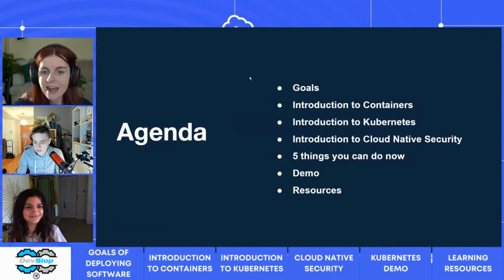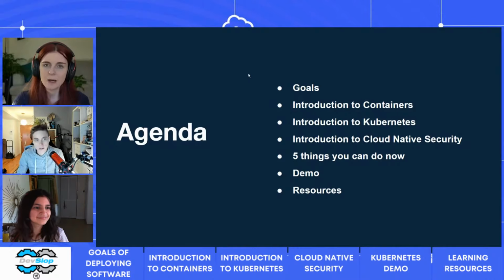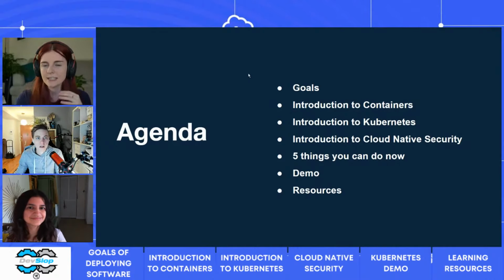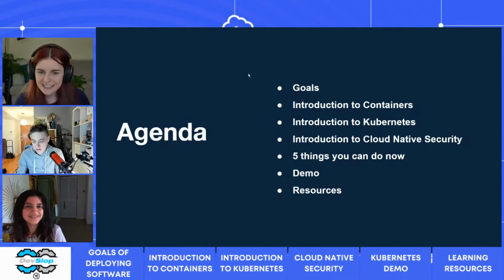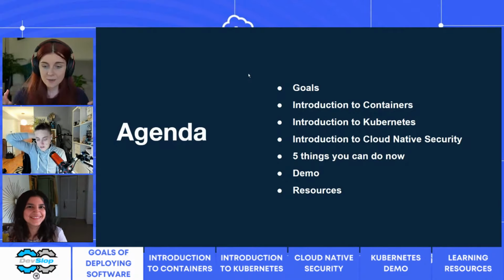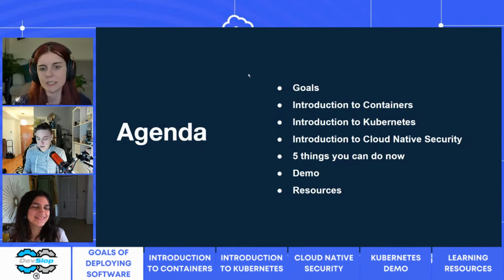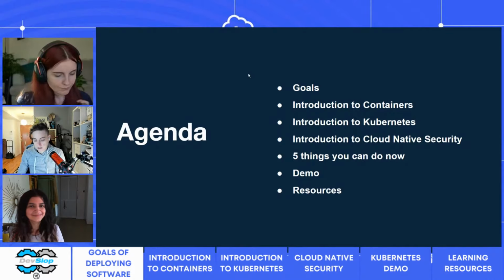Let's go to the next slide. So a little bit of the overview of what I am planning to talk about. I like to outline the goals that I have in mind with using different technologies. So we talk about the goals first of using containers and Kubernetes, and then I'm going to dive into cloud native security and 5 things you can do right now, and then a demo, and I'm going to show you some interesting resources that I found really useful for learning about cloud native security. That's kind of the overview.